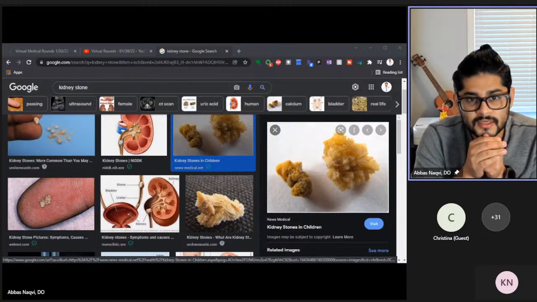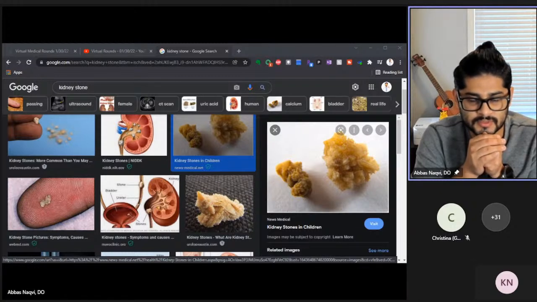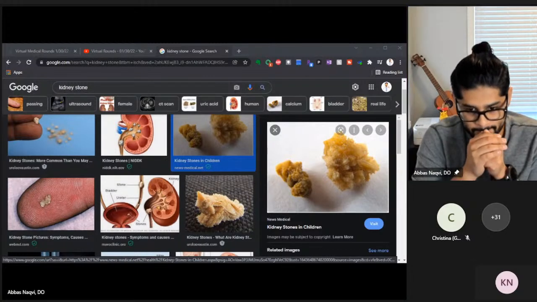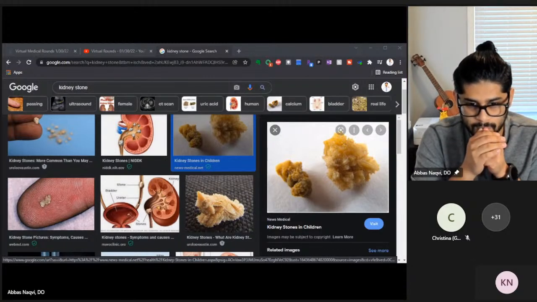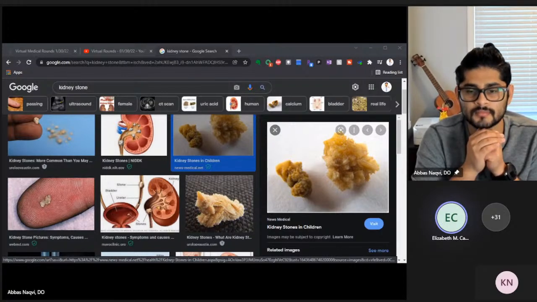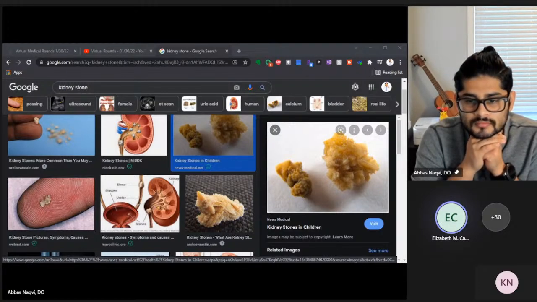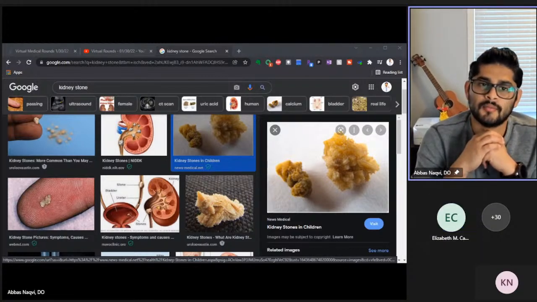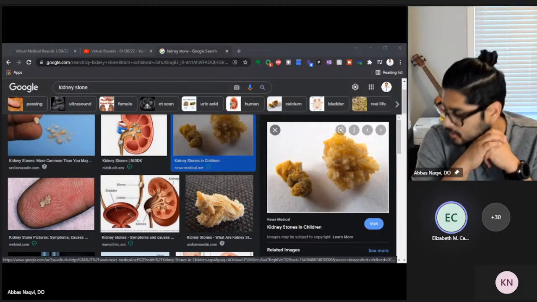Okay. So anything else that would be on the top of our differential? We can go with Elizabeth. Anything else that you can think of that would be important to rule out? Not off the top of my head. Everything that I go back to is related to a kidney infection. But I did have a question though.